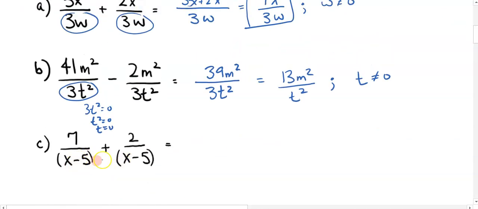If your denominator is a binomial, again, if it's the same, you just keep it, right? And then you add the numerators. 7 plus 2 is 9, okay? Such that x cannot be equal to 5.